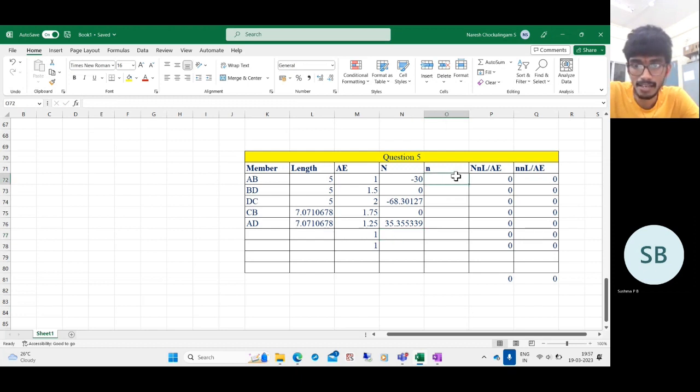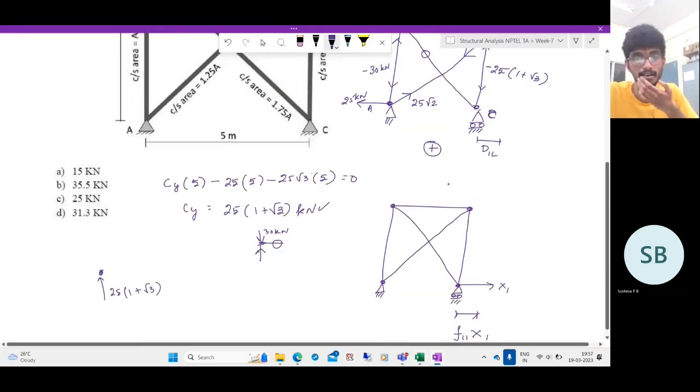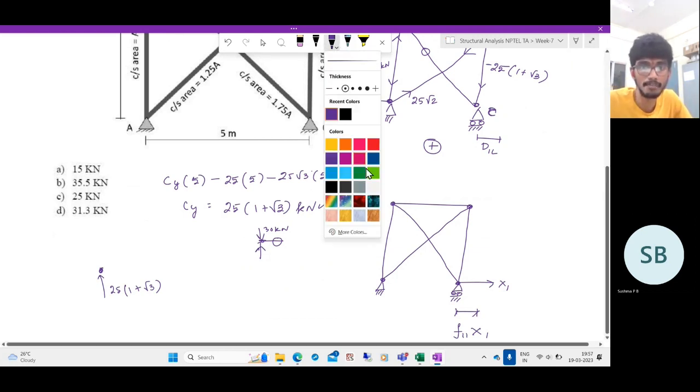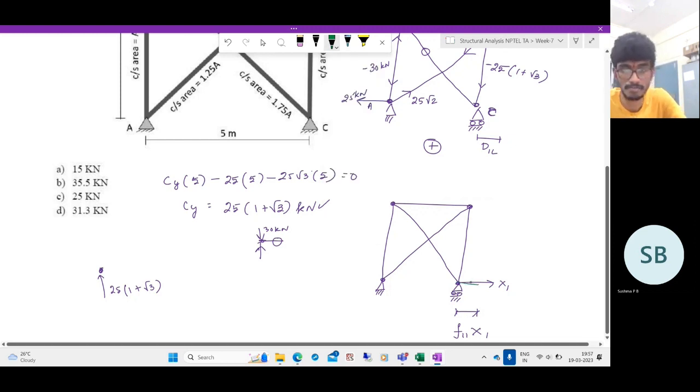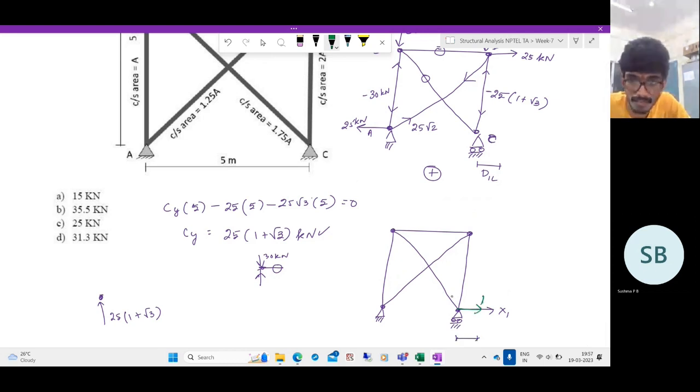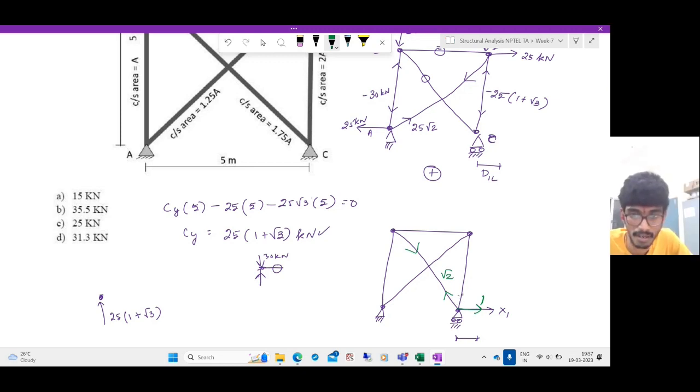Now it's time to determine the virtual internal forces due to an applied unit load. So let me take a unit load applied here. I'll mark it in green so that you know it is because of the unit load. If I apply a unit load, what will be the force in this? Simple tensile √2, because this is at 45 degrees. Vertical will be compressive.